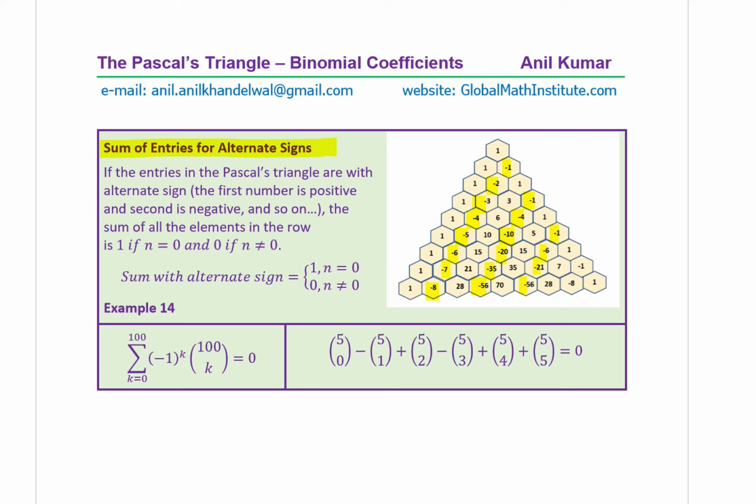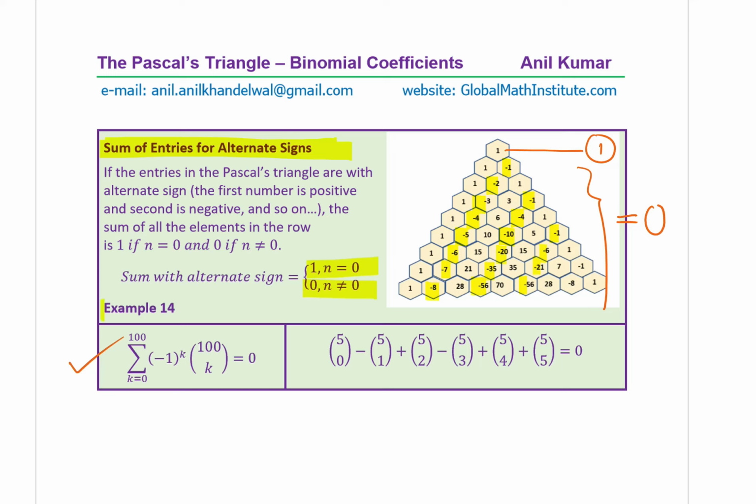Then when you add the entries, all the entries will be 0 except for the first one. So this will sum to 1, but all the others will sum to 0 because positive and negative, from the symmetry itself, will cancel out. And therefore, we have this particular property that the sum with the alternate signs will either be 1, and that will be only when n equals 0 in Pascal's triangle, or will be 0 when n is not equal to 0. Perfect. That is how we do it.